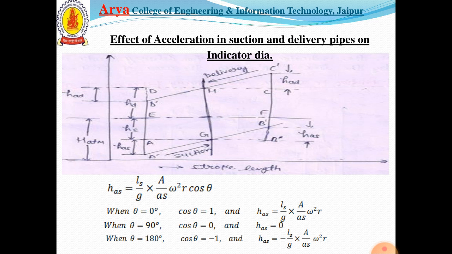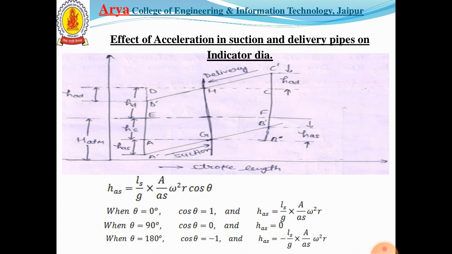below the atmospheric pressure head. At the middle of the suction stroke, theta equals 90 and HAS equals 0, and hence the pressure head in the cylinder will be HS below the atmospheric pressure head.